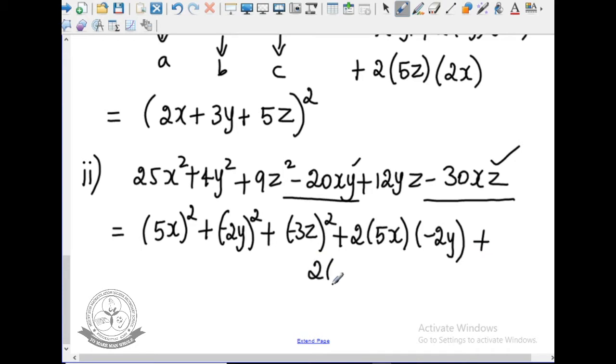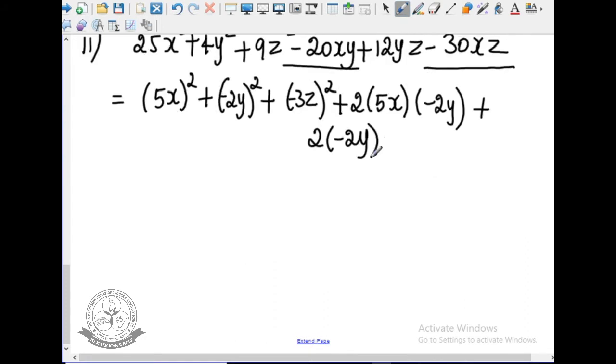Then next, the same way, 2bc. Here b is equal to minus 2y, and c is equal to minus 3z. So here we have 2 negative terms, that means minus into minus it will be converted into plus. 2 2s are 4, 4 3s are 12, so 12yz. Then next one, plus 2ca, c is equal to minus 3z and a is equal to 5x. So 2 3s are 6, 6 5s are 30, so minus 30xz.